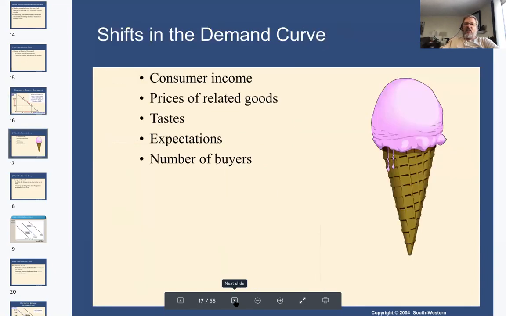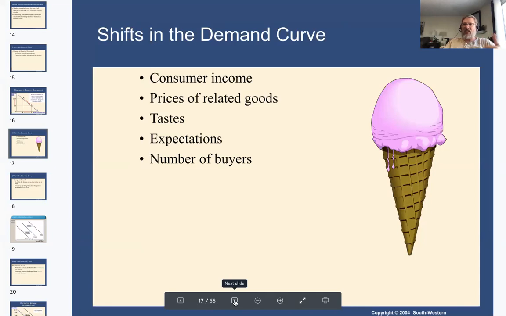Now, we want to differentiate between movements along a demand curve, which is one type of question that we can ask, and what we call shifts in a demand curve. Shifts in a demand curve cause the entire demand relationship to move graphically in the plane where we're graphing them. And there are a number of things that can actually cause demand curves to shift. But there are some general categories we talk about.